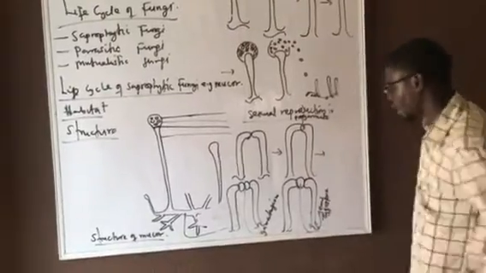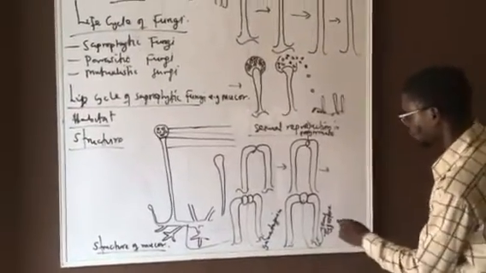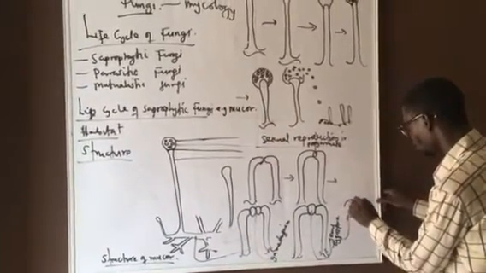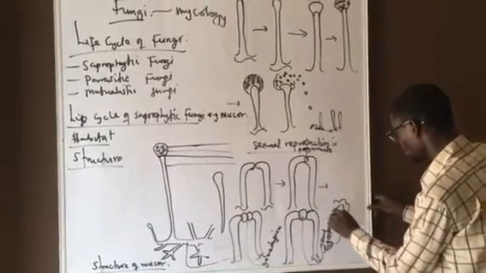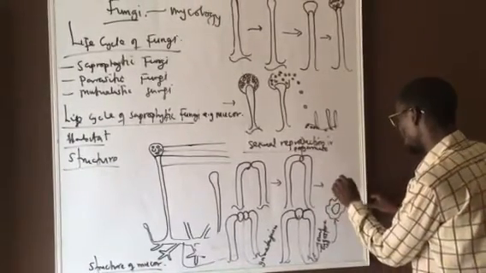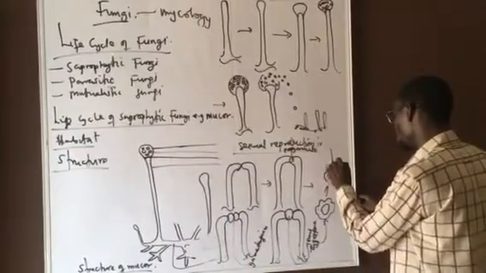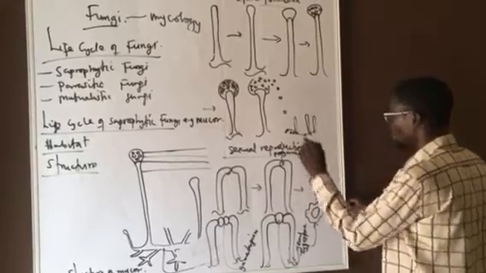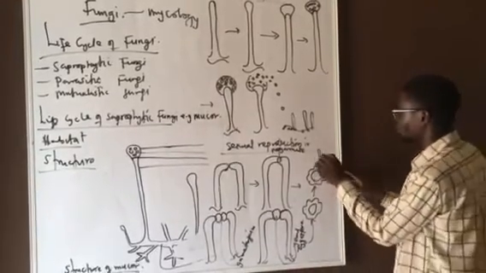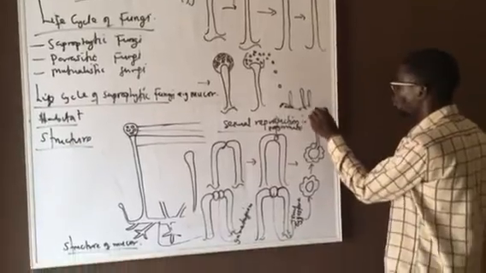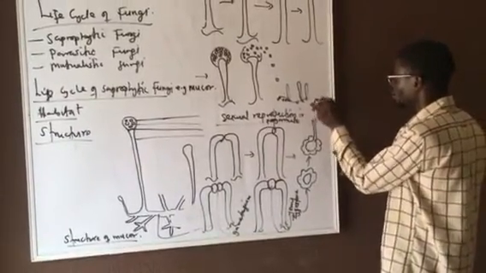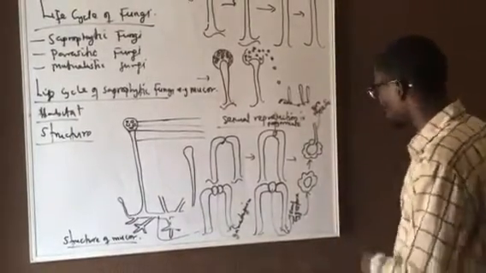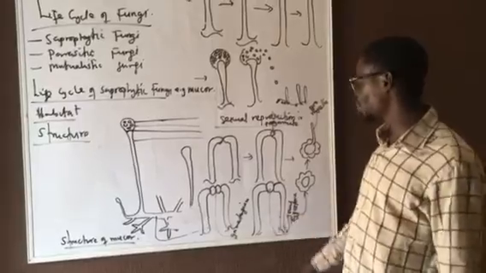After this stage has taken place, the zygospore will germinate into a new hypha. This is a new hypha called the promycelium. This promycelium will now develop into a mature mycelium. So this is how sexual reproduction is achieved.